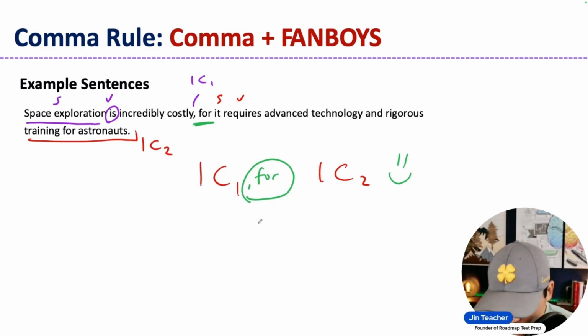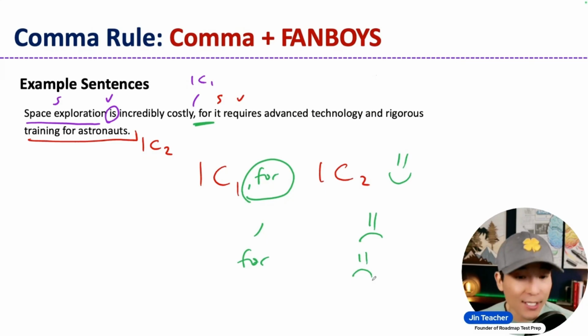Okay, if you only had a comma or if you only had the fanboys word for, this would not be correct. These are sad faces, it's not good. It's not grammatical. So you have to have a comma and a fanboys word, not a comma or a fanboys word, to properly connect two independent clauses.